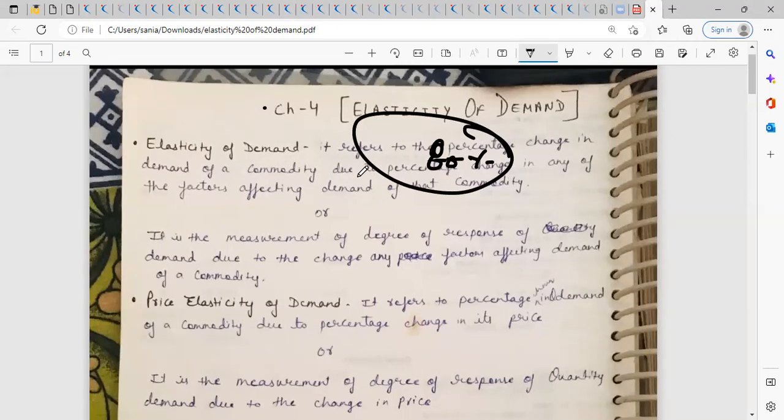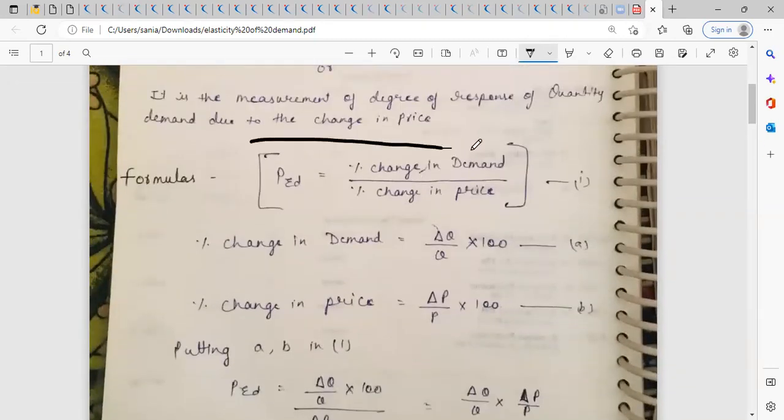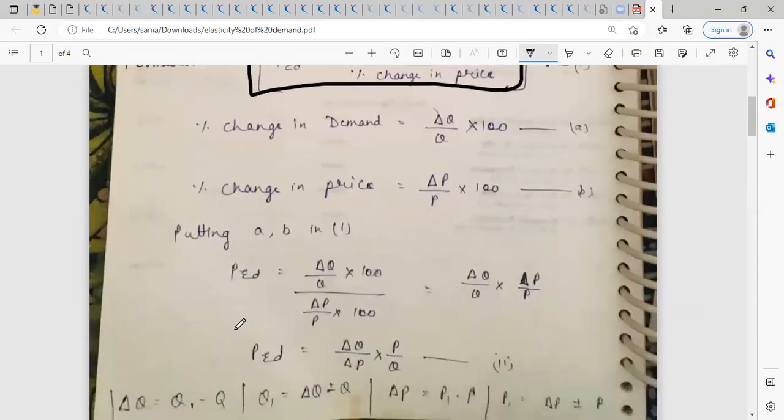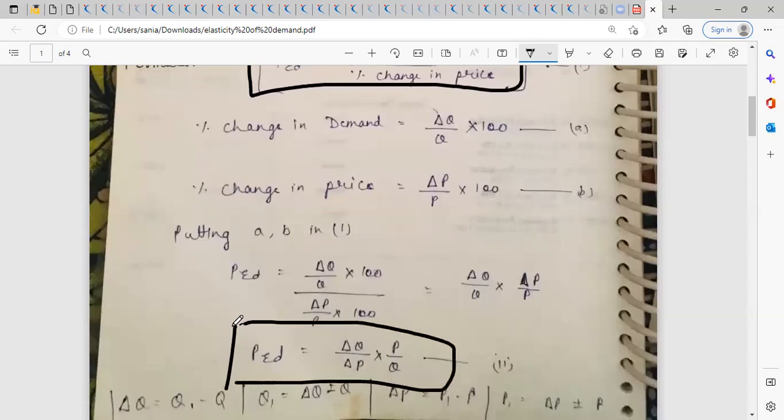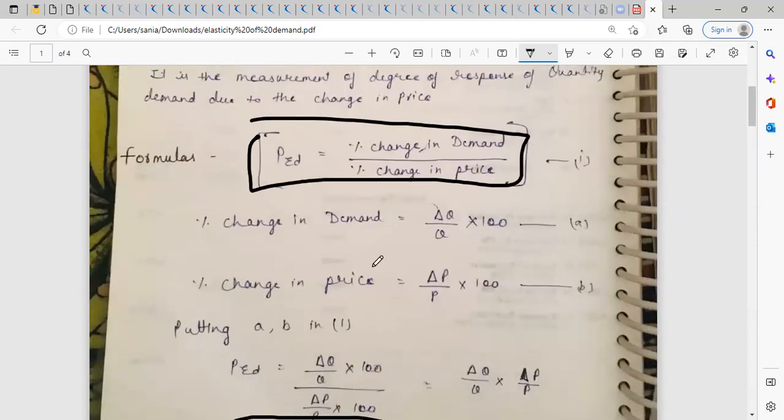First thing is that you should remember these two formulas. One is this and one is this one. You have only two formulas, so you should remember these two formulas. Plus this one: to find delta Q, what is the formula? To find Q1, what is the formula? And to find like this. So these two formulas.